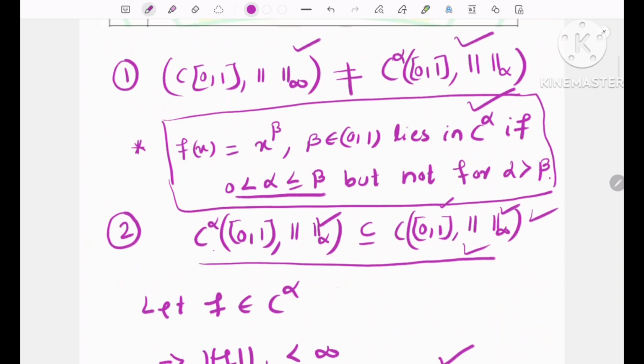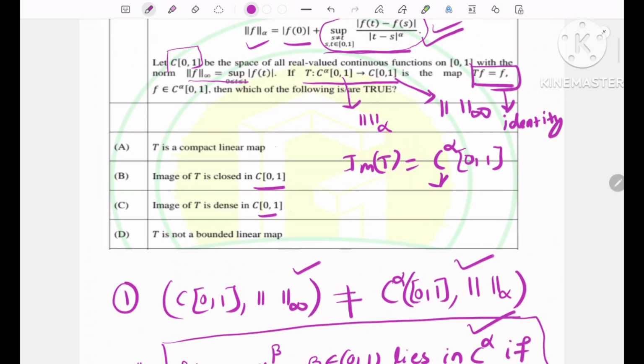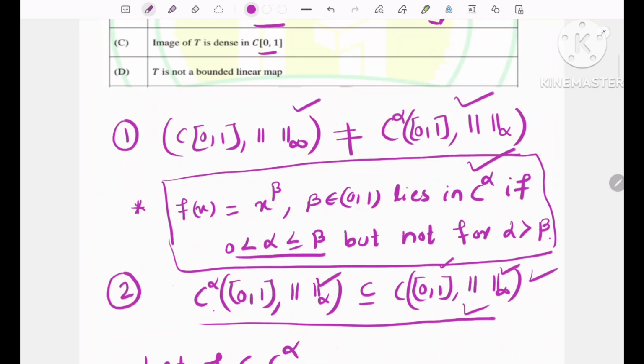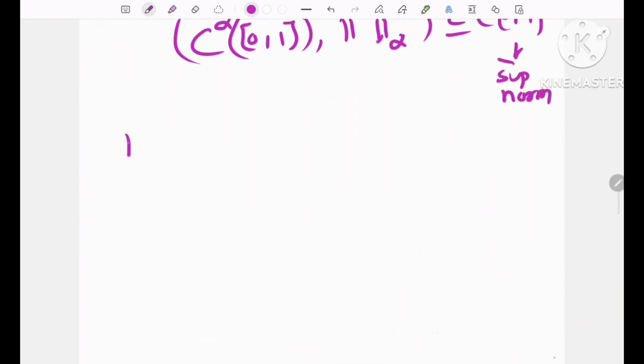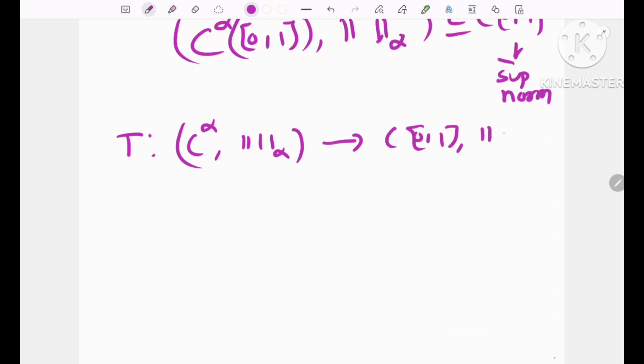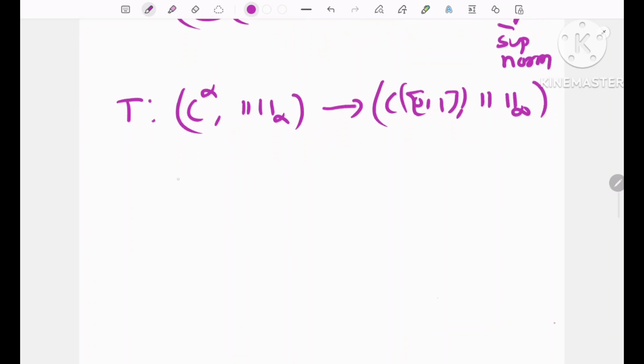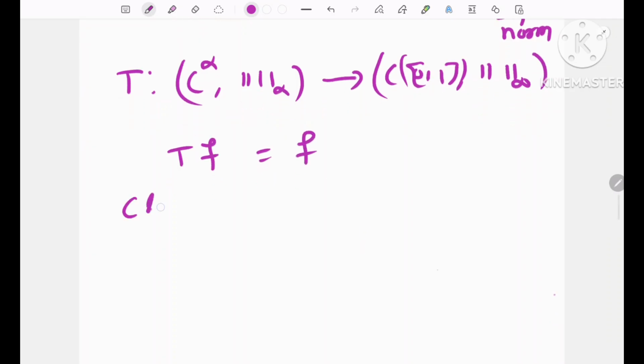Now we will check that the map T is a bounded linear map. Now we will check option D. T is a mapping from C^alpha with respect to the alpha norm to C[0,1] with respect to the sup norm, and this mapping is defined in this way: T of f is equal to f. The claim is that T is a bounded linear map.